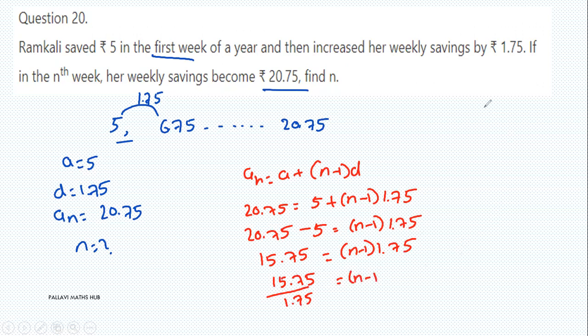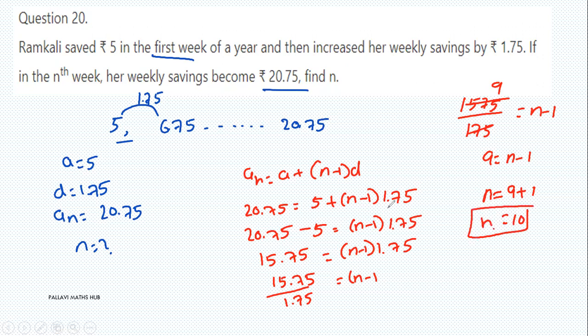In the next step, 1575, because here after the point 2 decimals are there, and here also after the point 2 decimals are there. I am removing the point. 1575 divided by 175 is equal to n minus 1. 175 nines are 1575, yes, 9 is equal to n minus 1. N is equal to 9 plus 1, which is 10. So the value of n is 10. Therefore, in the 10th week, her saving will become 20.75 rupees.